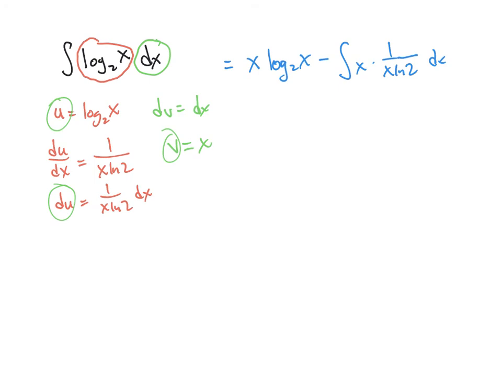Notice the x and the 1 over x are going to cancel. And so this is really just the antiderivative of a constant 1 over log 2, which is simply 1 over log 2 times x. Or I'm going to write it as x over log 2. So my uv is x log base 2 of x minus this integral, which we just said was going to be x over log 2. And then don't forget the plus c.